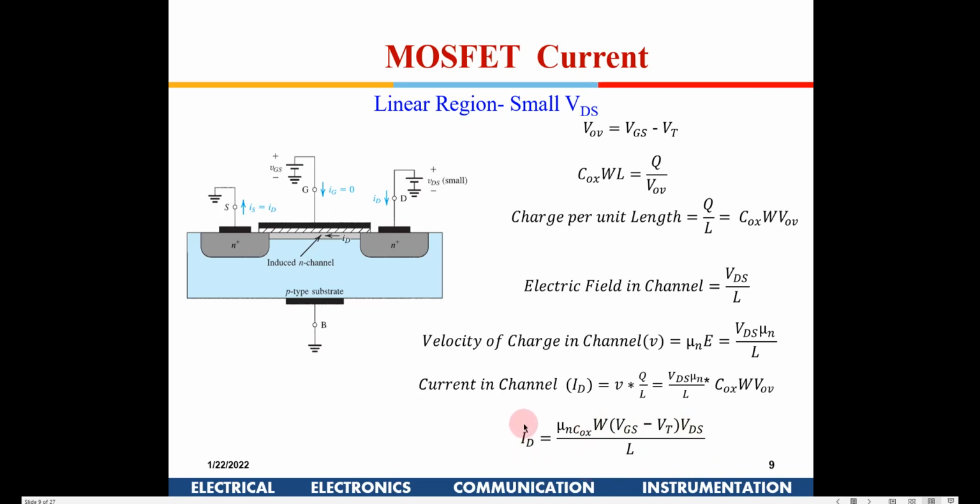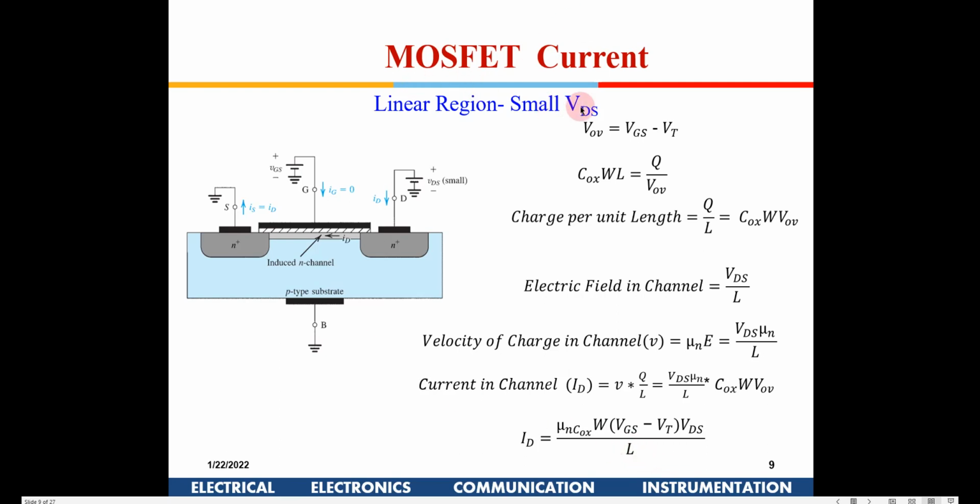Now you see in this equation that if you have greater width, the current will be high. If L is more, then the current will be low, because if L is more, then the electric field decreases. Electric field is VDS by L, so that's why the current decreases. If you increase the overdrive voltage, VGS minus VT, then more charges will be there. It also depends on the mobility mu n, and COX. So this is the final equation which we need to remember.